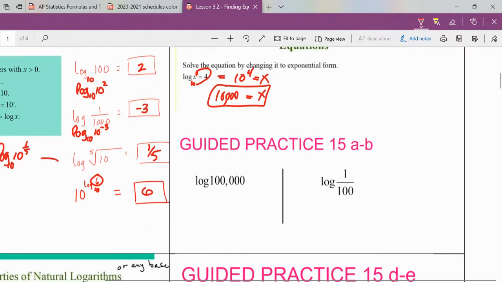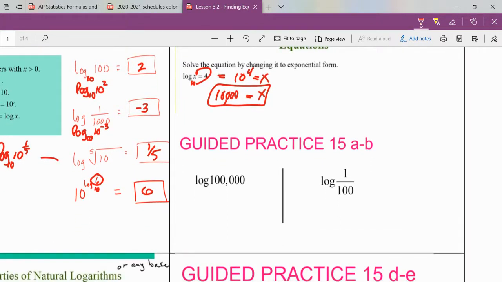Okay. Continuing to practice some more of these. Again, I'd say this is log base 10, and I'd write the 100,000 as a 10 to some power. 1, 2, 3, 4, 5 zeros. So again, those are the same. So my answer is just that exponent.